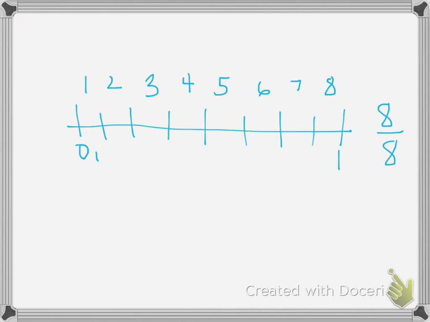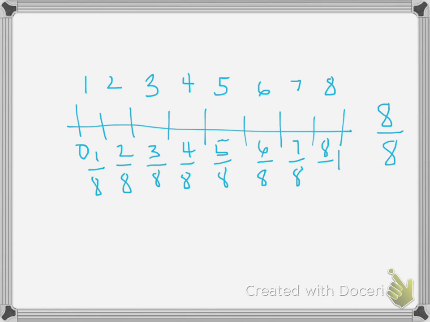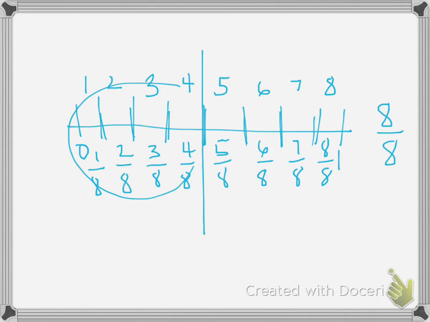because we have 1/8, we have 2/8, 3/8, 4/8, 5/8, 6/8, 7/8, and 8/8. So each of these is representing 1/8 of the whole. If I asked you to divide it in half and tell me what this represented, that would equal 4/8.